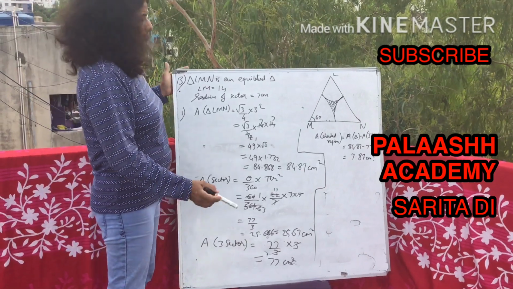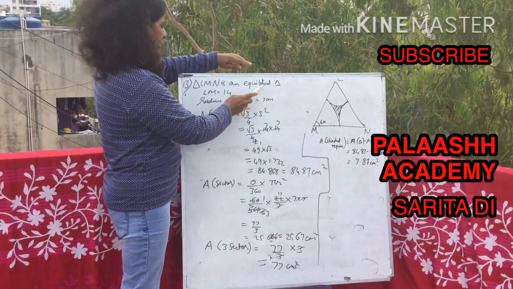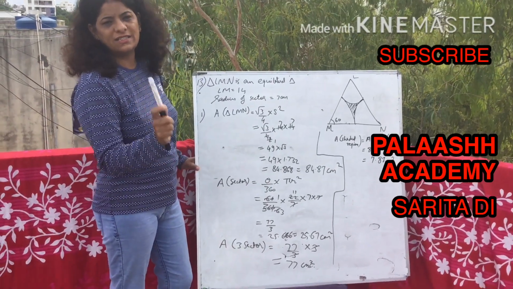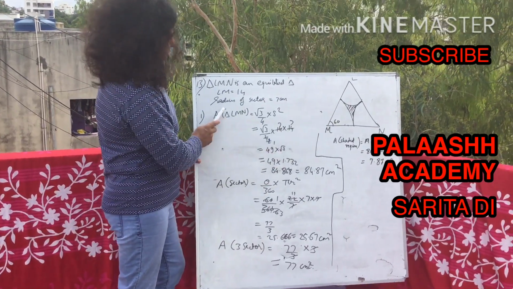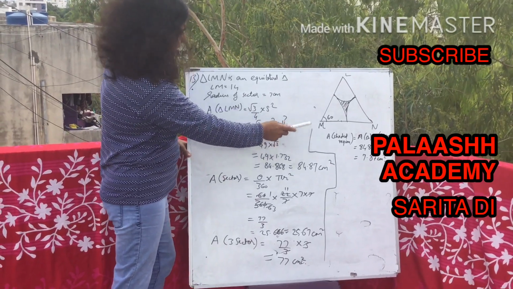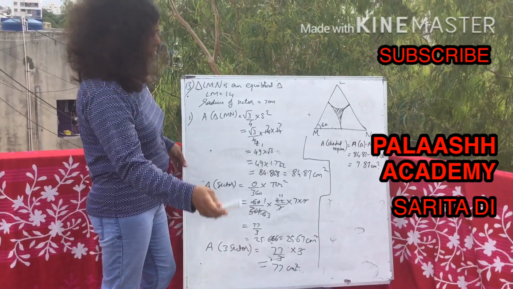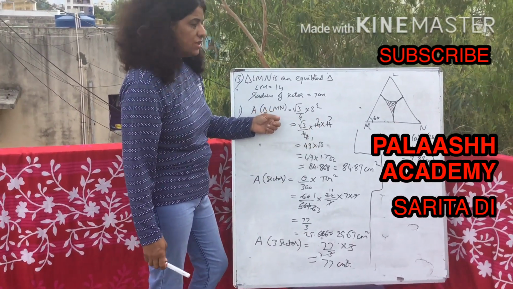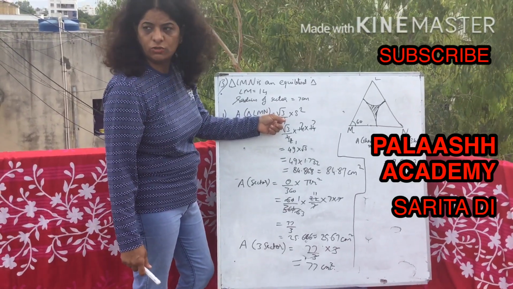Now question number 13. This is the figure given. Here it is said equilateral triangle. When it is an equilateral triangle, all three angles of the equilateral triangle are 60. Here the radius of the sector is given to you as 7 centimeter, and the side of the equilateral triangle given to you is 14. So root 3 by 4 into... now this formula you should know by heart: area of equilateral triangle is root 3 by 4 into side square.